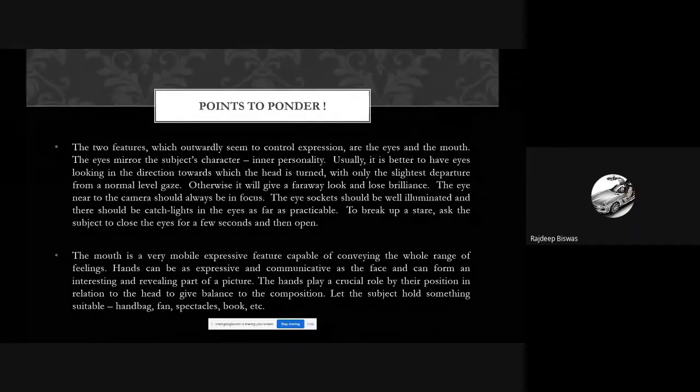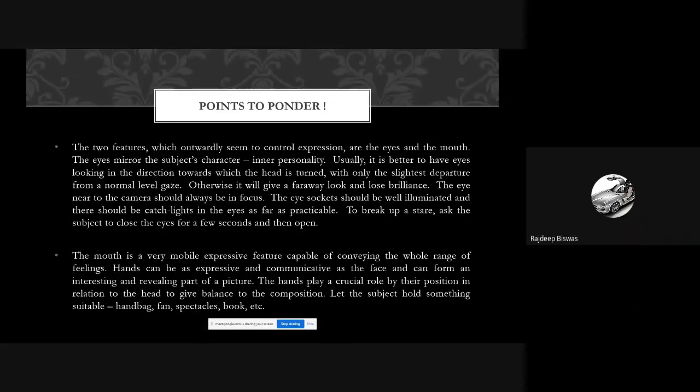And while you are capturing portraits, if you see that your subject is giving you a blank stare, just ask the subject to close the eyes for a few seconds, give her or him a glass of water, wait for a few seconds, and then ask her or him to resume the session and open the eyes. Okay, now let's come to the mouth.